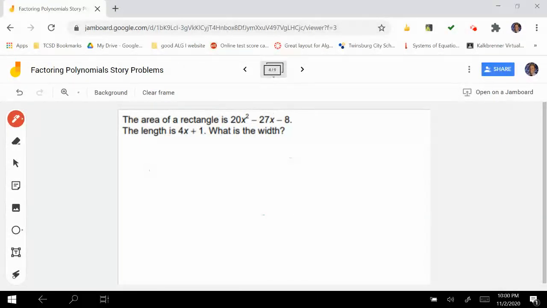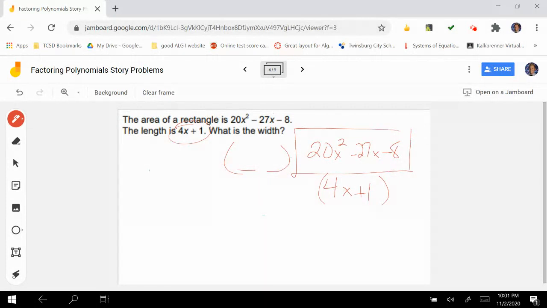The area of a rectangle is 20x squared minus 27x minus 8. So they're giving us the length, right? So we have a rectangle here. And they're giving us a side length of 4x plus 1. So we need to find out what binomial goes here.